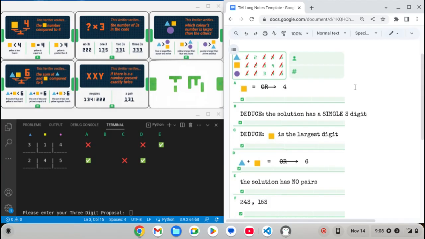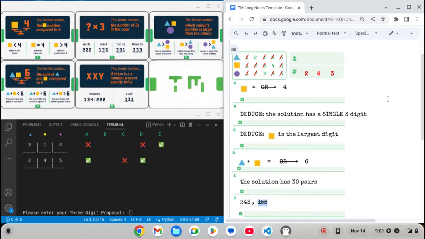Okay, so yeah, it looks like our solution should be 243. So let's go ahead and type that up. And let's just verify. Well, let's actually cross out the 153 here. And just quickly verify. Yeah, we determined that square should be 4. Yep, square is 4.